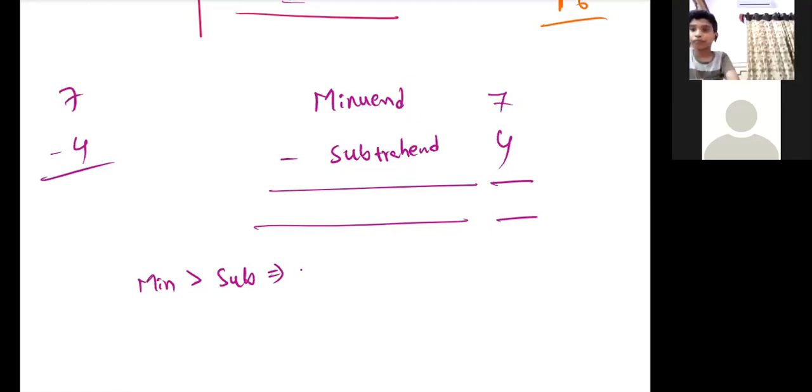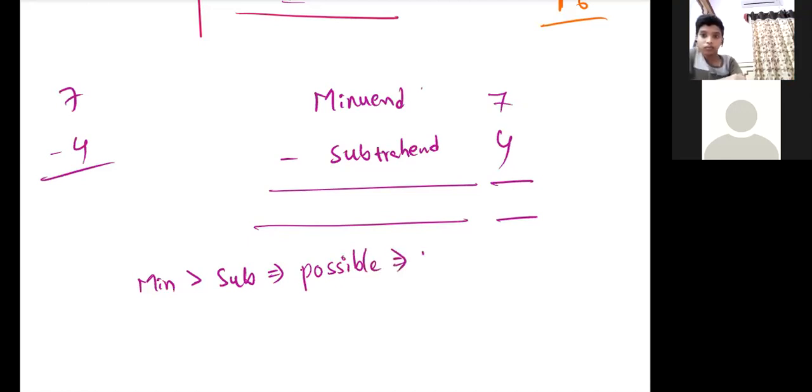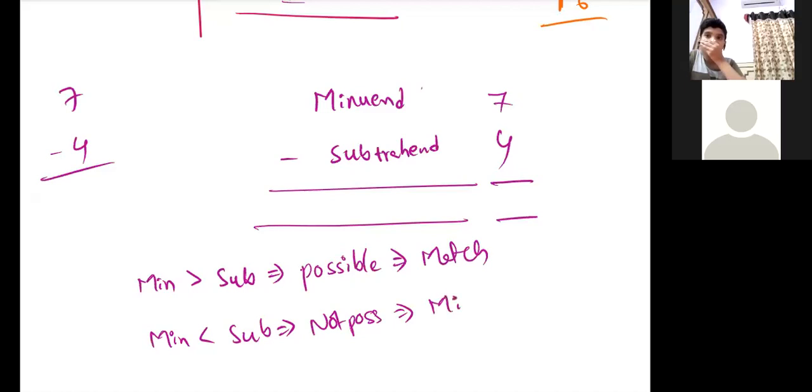Satvika, now is it okay? Yes, sir. Minuend is greater than subtrahend. Subtraction is possible or not possible? Possible, sir. Possible means this one we have to consider as a match case. If minuend is less than subtrahend, then mismatch, so it is not possible. Subtraction is not possible, so it is a mismatch. Just tell me, all of you, are you clear with this match or mismatch?